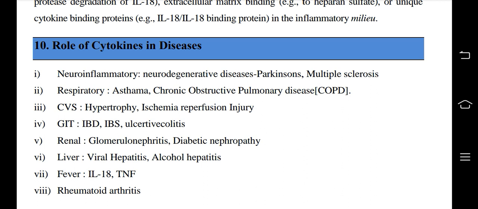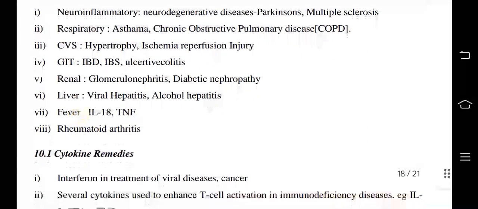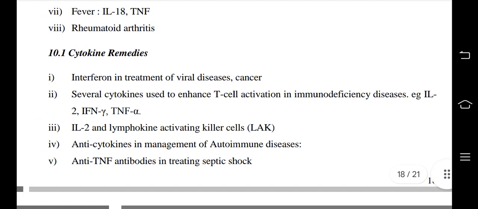Neuroinflammatory, neurodegenerative disease, Parkinson's, multiple sclerosis, respiratory asthma, chronic obstructive pulmonary disease, COPD, CVS, hypertrophy, ischemia, reperfusion injury, then GIT, IBD, IBS, ulcerative colitis, I am not sure of the pronunciation, renal, glomerulonephritis, diabetic nephropathy, then liver, viral hepatitis, alcohol hepatitis, fever, IL-18, TNF, rheumatoid arthritis. Cytokine remedies.